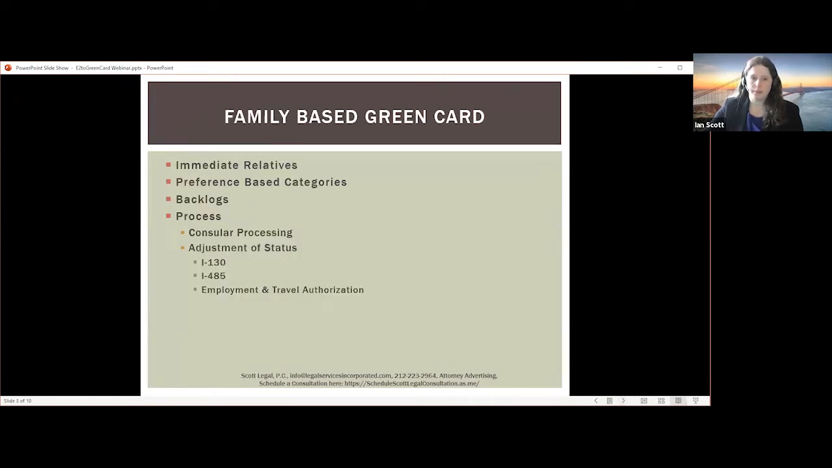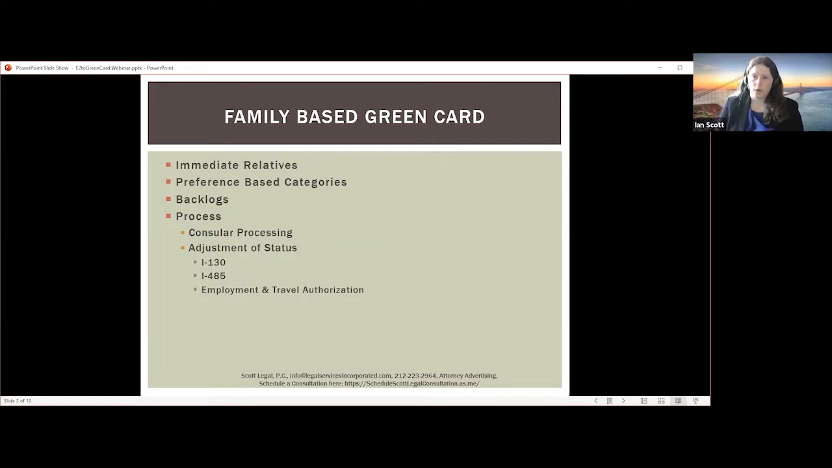So let's look at family-based green cards. In this first category of immediate relatives, that encompasses spouses, unmarried children under 21, and parents of US citizens who are over 21. So immediate relative green cards refers to this narrow list of relatives of US citizens. And for immediate relatives, there are certain benefits. For example, a visa is always available in these categories.